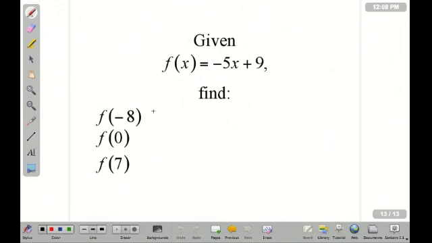So I've been given these values and I'm going to plug them into this equation and then simplify. This is 40 plus 9, f of negative 8 equals 49. Notice that I'm using the same equation each time.